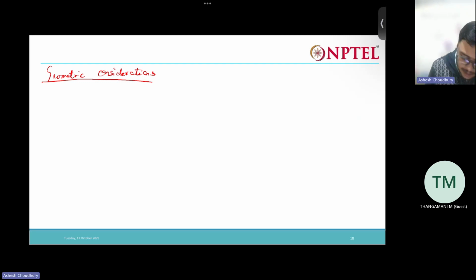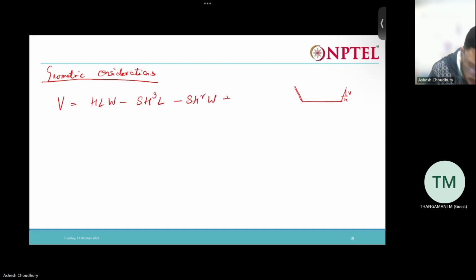So generally we have a landfill system like this, a trapezoidal form having some slope, horizontal to vertical. In that case, the volume is given by HLW minus SHQL minus SH square W plus twice H square HQ. So this is the volume of the reservoir.